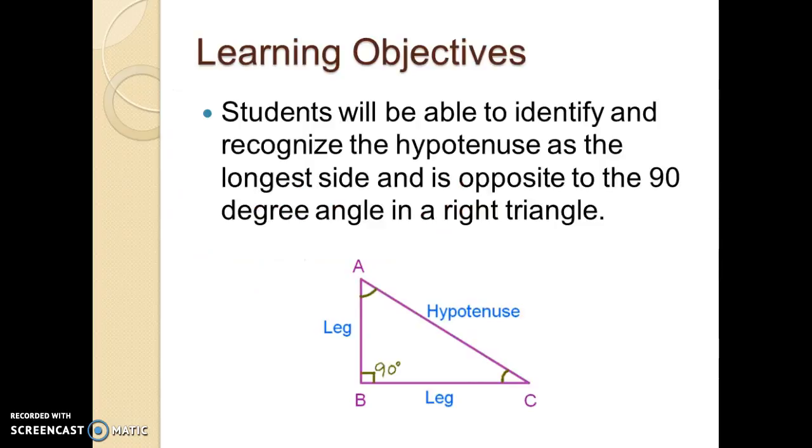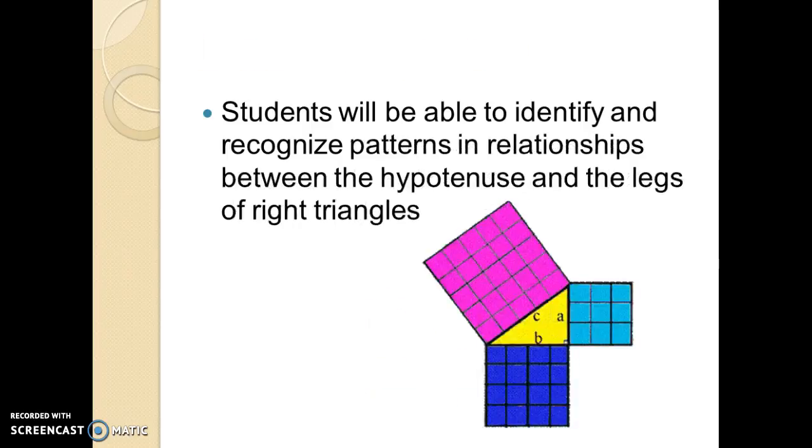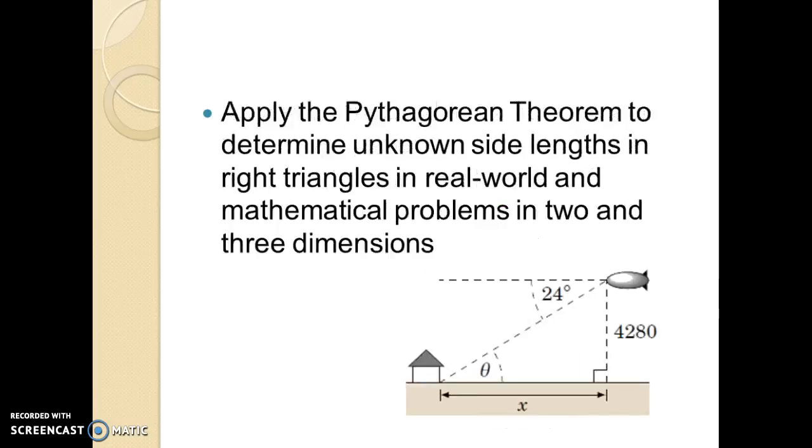The three major learning objectives are that students will be able to identify and recognize the hypotenuse as the longest side and is opposite to the 90-degree angle in a right triangle. Secondly, students will be able to identify and recognize patterns in relationships between the hypotenuse and the legs of right triangles. And third, students will be able to apply their knowledge of Pythagorean theorem to find the missing side in a right triangle given real-world context.